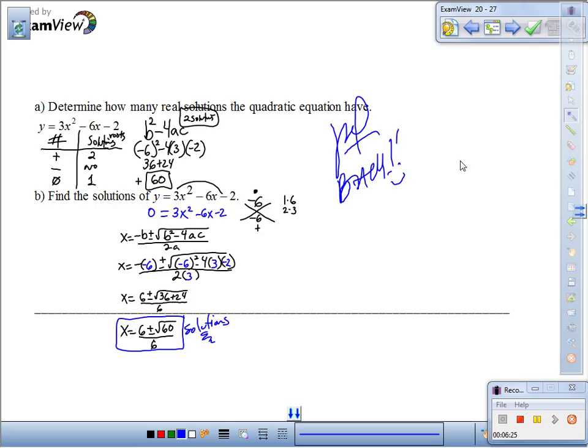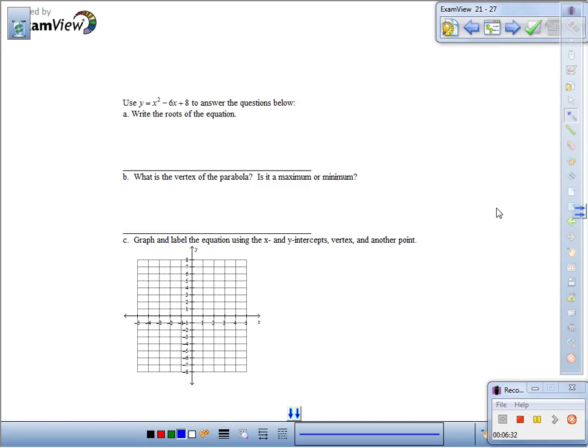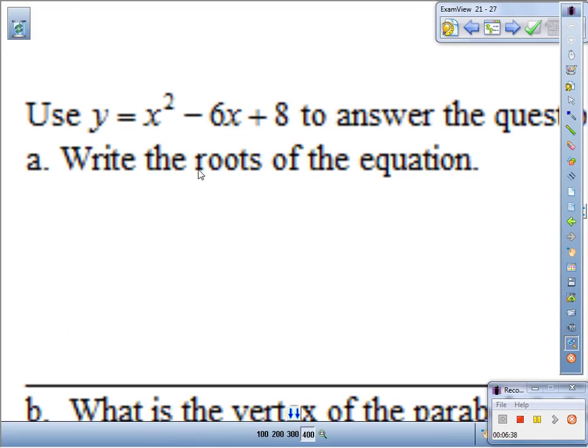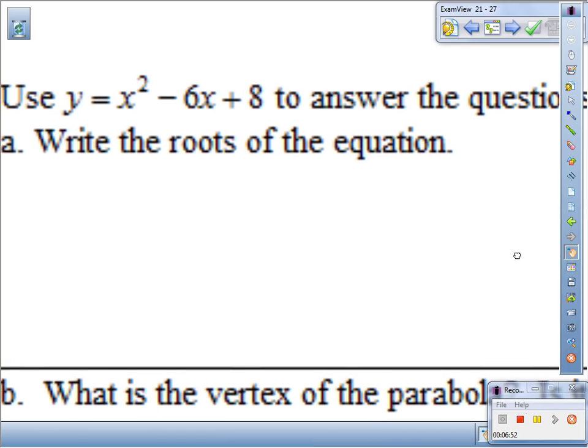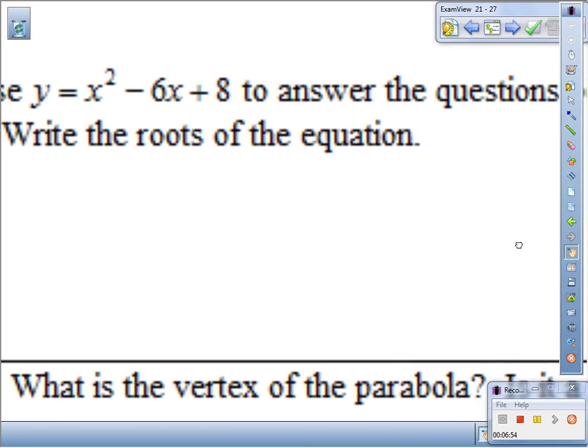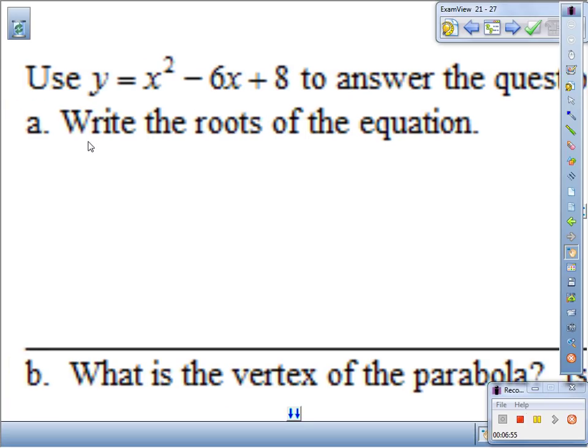All right, that was number 20. Let's go to number 21. Copy this on paper, please. Number 21, equation given is y equals x squared minus 6x plus 8. It says use that equation to answer the questions below. Part A, what does it say? Write the roots of the equation. What does that mean? Tell your neighbor, please.